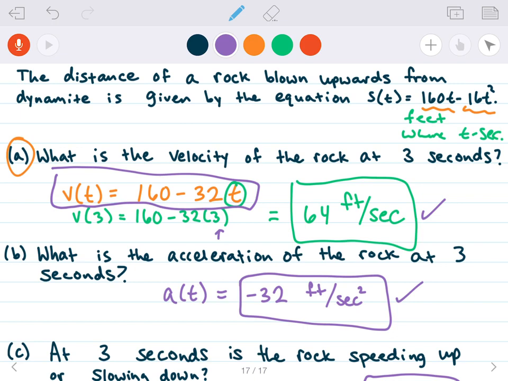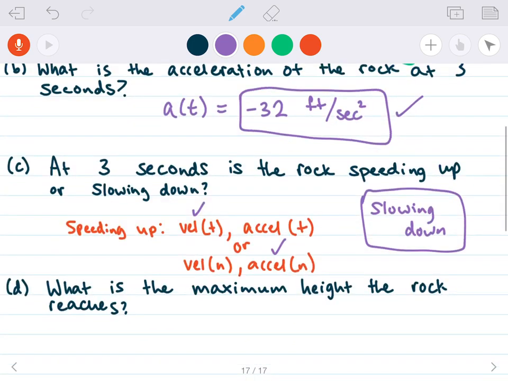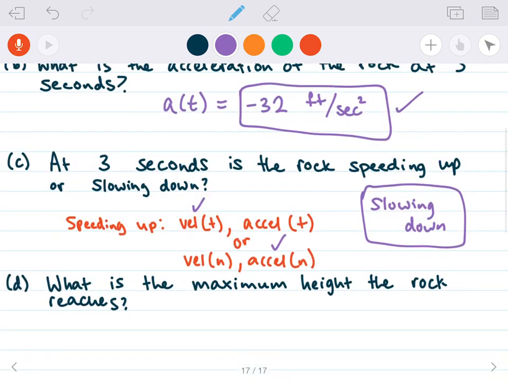Well, let's think about it. Basically what happens is the maximum height occurs when the velocity is 0, right? Because think about this rock being thrown upwards. This is where the maximum height is. And the velocity is 0 because the slope of the line tangent to it is 0, right? That's the flat part of the graph.